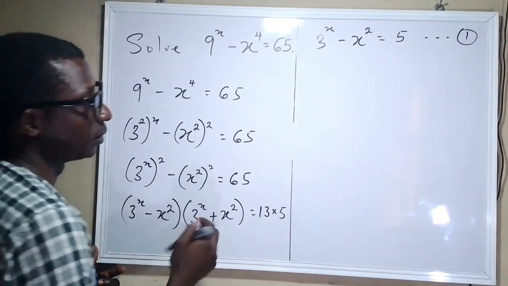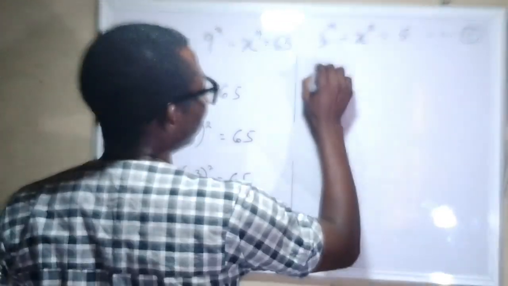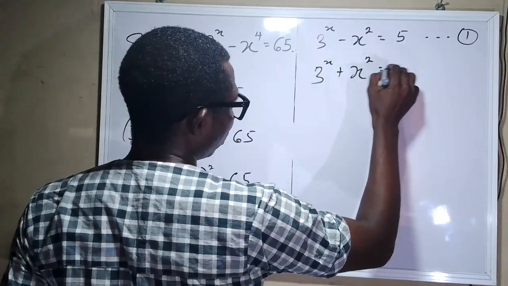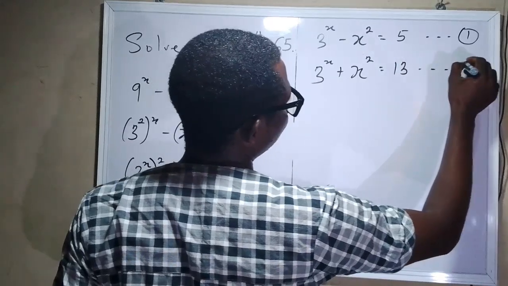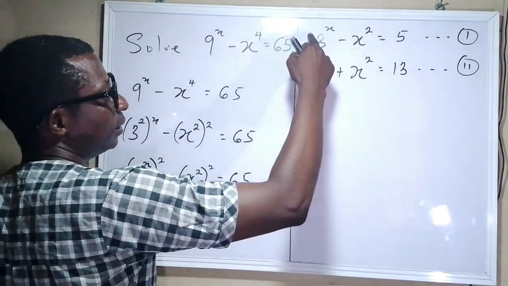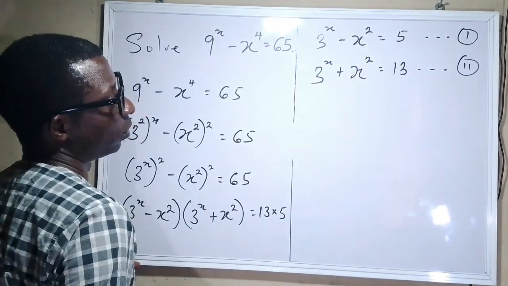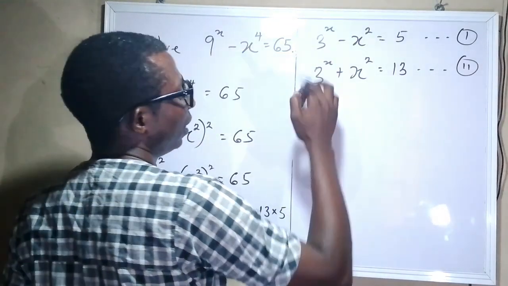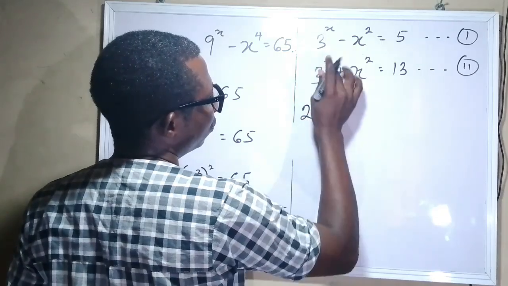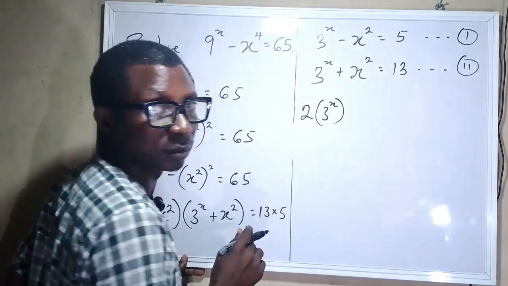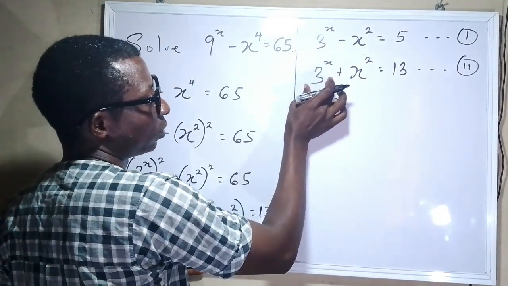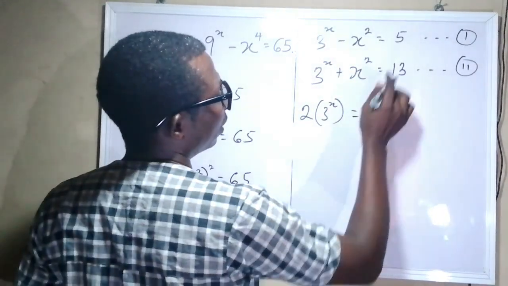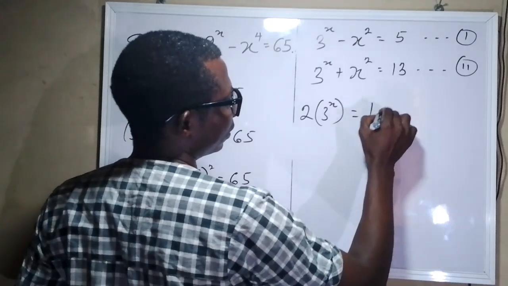So this is going to be 13. We have 3 raised to the power of x plus x raised to the power of 2 equals 13. We call this equation 2. Then you can add this and this together or you subtract. But this time around, I think it pays to add. When you add them together, you have 2 of 3 raised to the power of x. When you add this and this together, you have 0. And this and this give you 18.